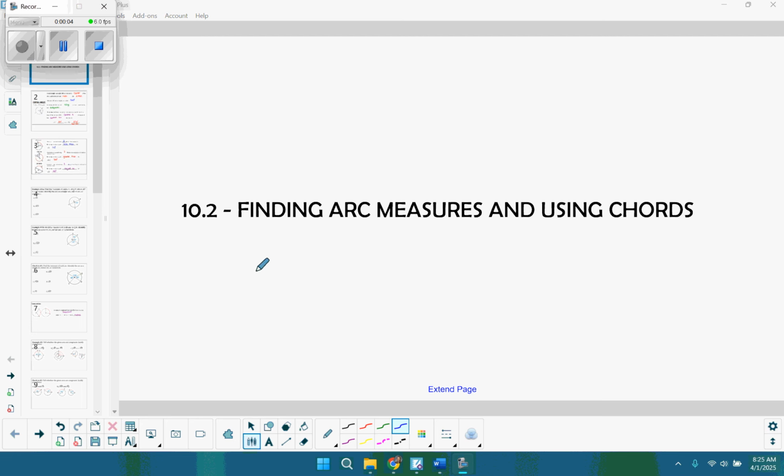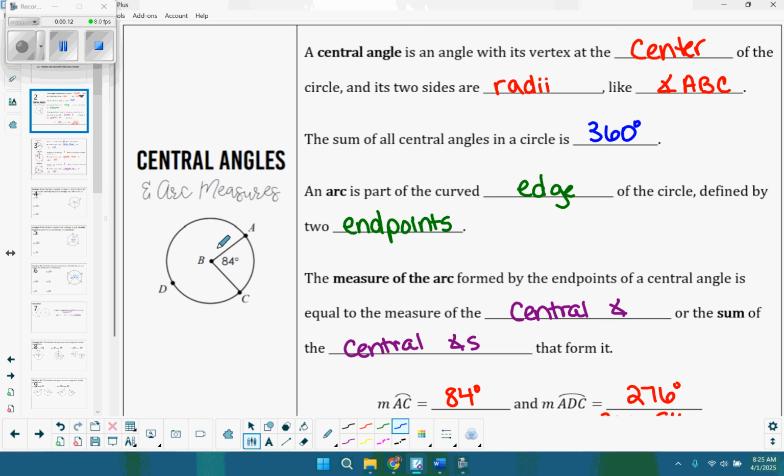This is lesson 10.2, finding arc measures and using chords. So a central angle is an angle with its vertex at the center of the circle and its two sides are radii, like angle ABC in our picture, because B is the center, AB and BC are both radii. All of the angles in the circle will add up to 360 degrees.